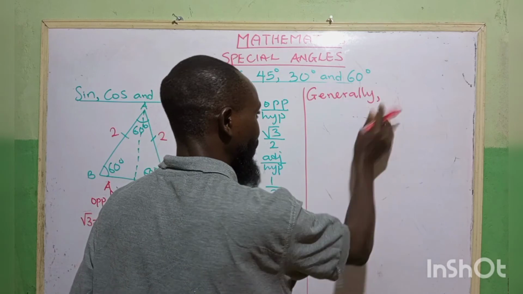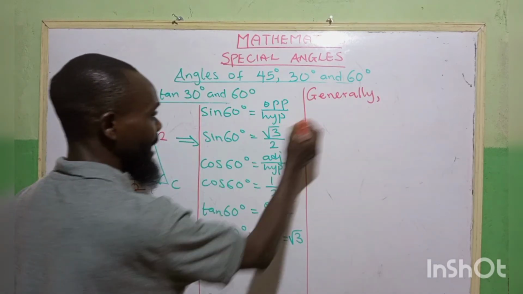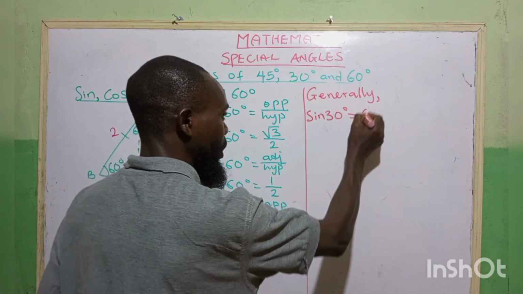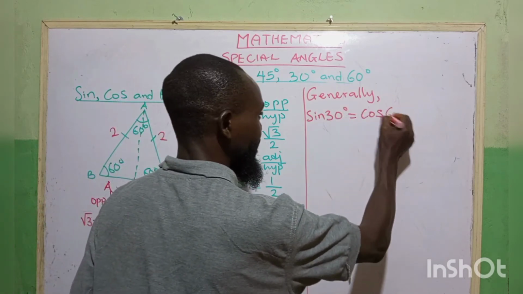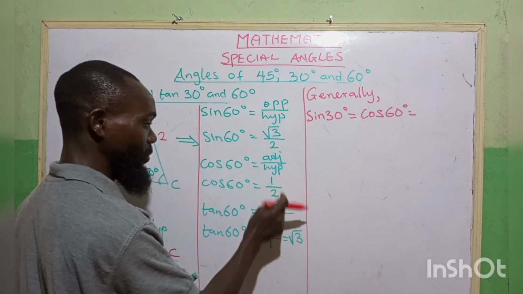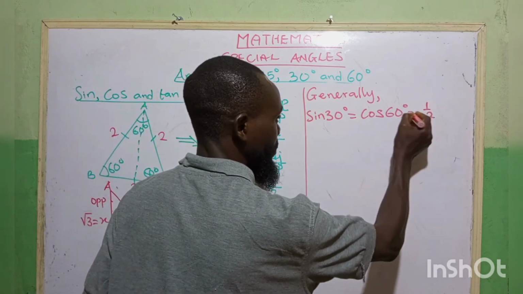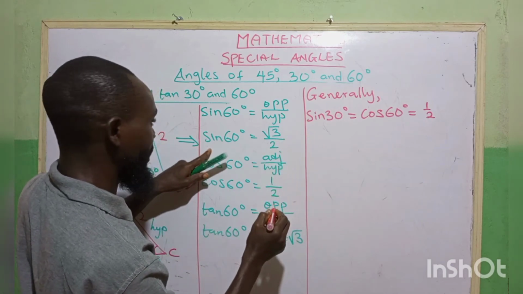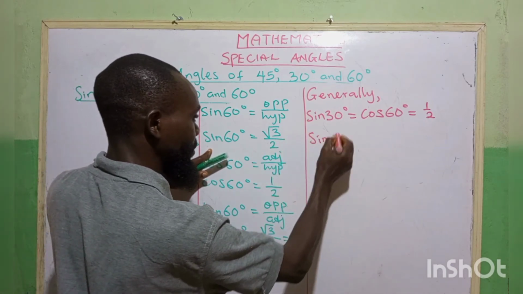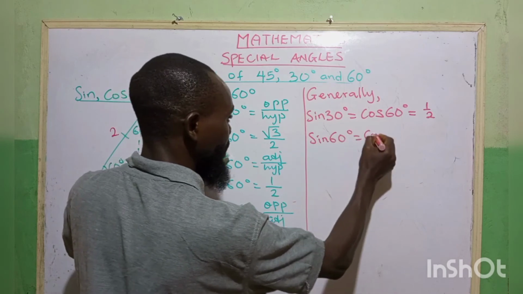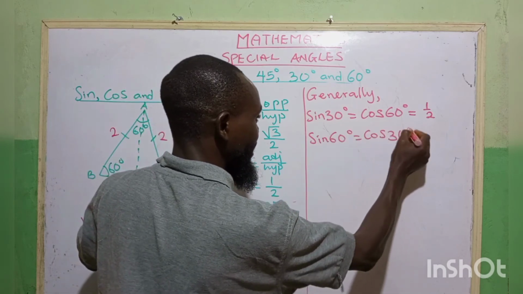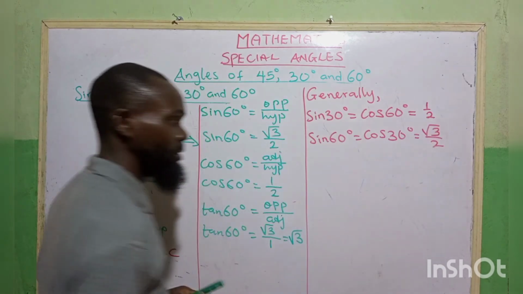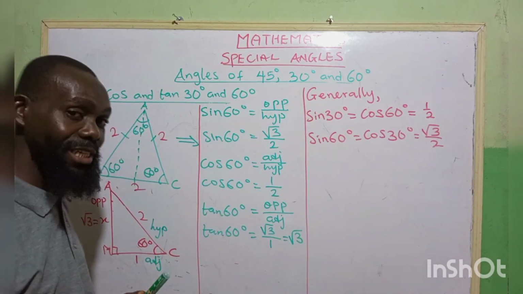Generally, we can see that sine 30 degree equals cos 60 degree, which equals 1 over 2. Likewise, sine 60 degree equals cos 30 degree, which equals root 3 over 2. So these are the identities that are in the derivation.